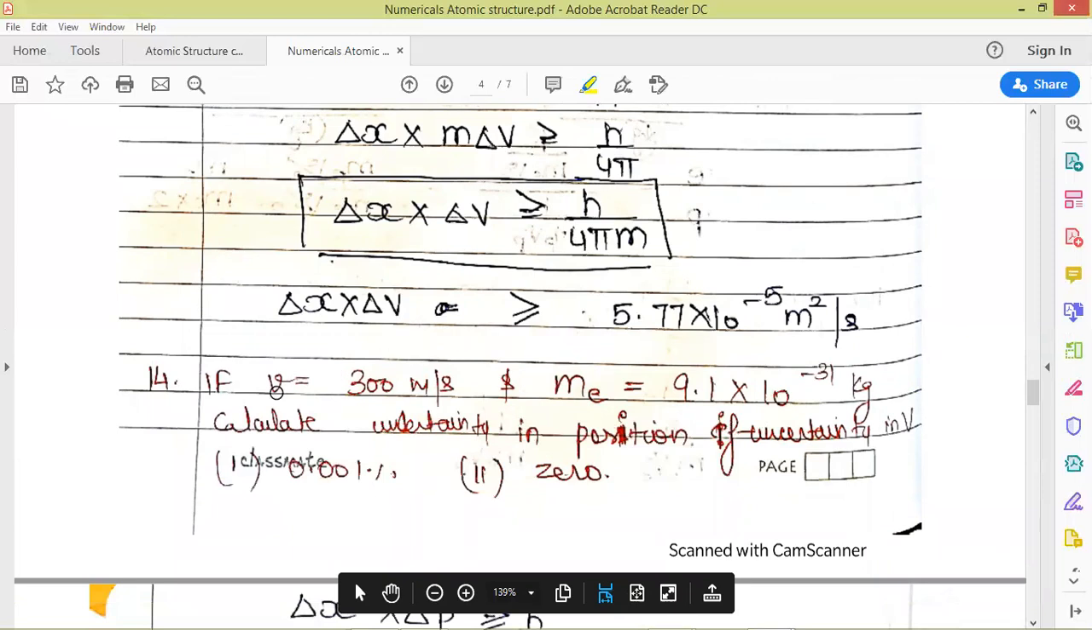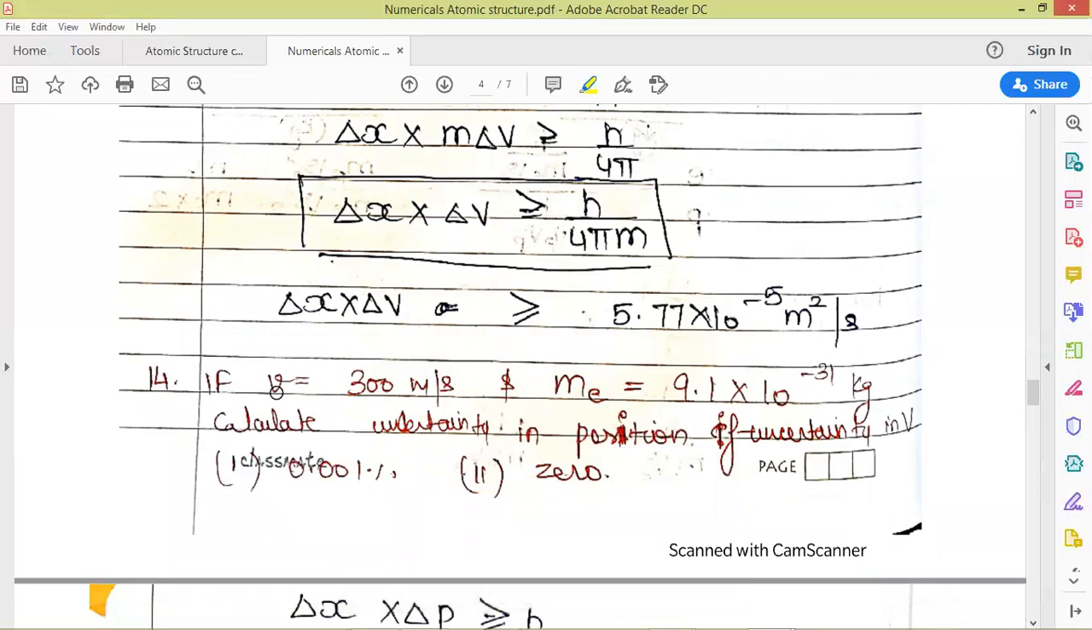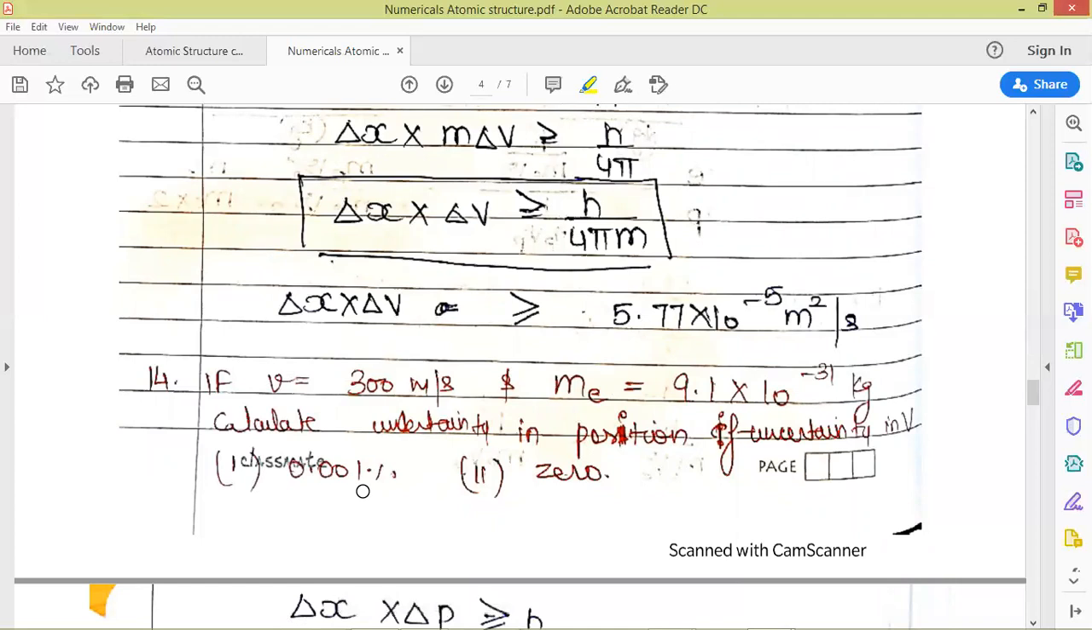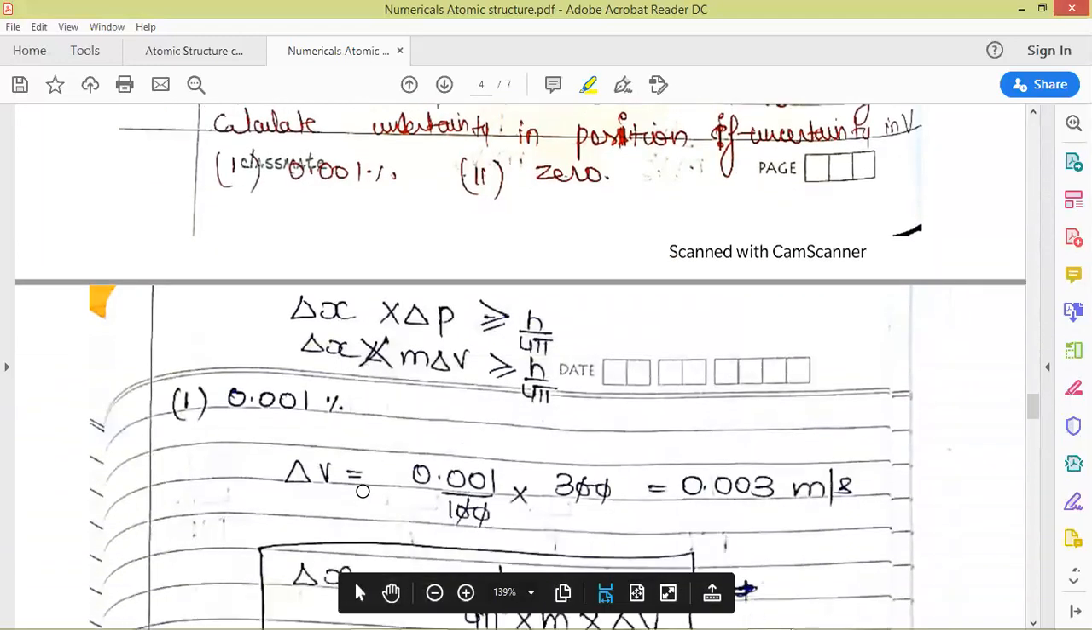So next question is, if velocity is given to you, velocity is 300 meter per second, and the mass of the electron is given, calculate the uncertainty in position if the uncertainty in velocity is, the velocity is given, not the uncertainty in velocity. So uncertainty in velocity is a condition. First is 0.001% of v. So 0.001% means 1 by 1 lakh times you will multiply it with 300. So delta v comes out to be 0.003 meter per second.